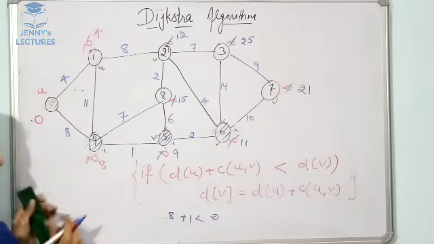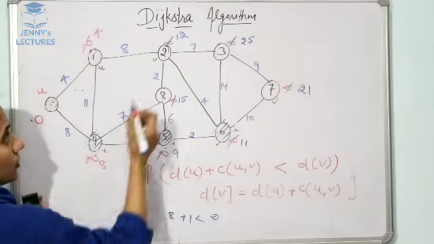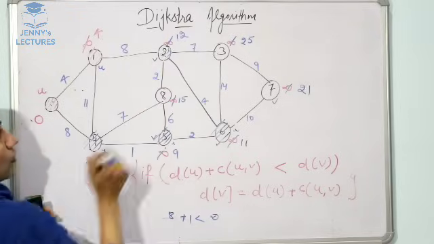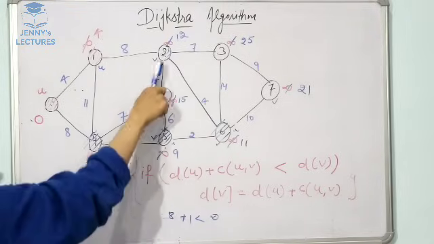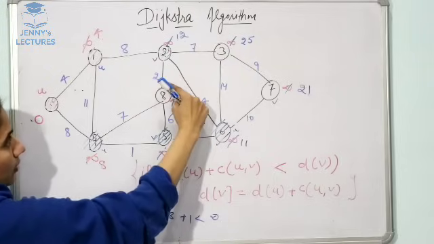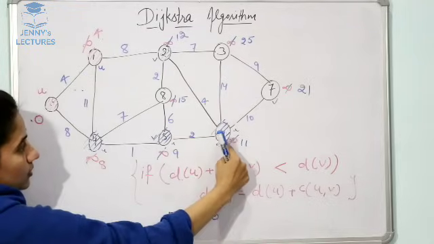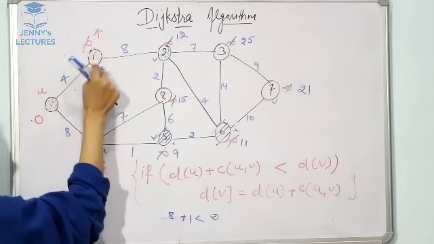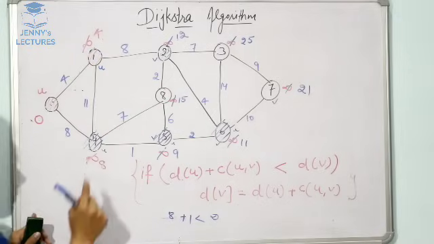12 is the minimum distance. You will select this 12. This node will be selected. From this node, you can update this distance and this one. We cannot update this one because 6 is already visited. We cannot update this distance because 1 is already visited.